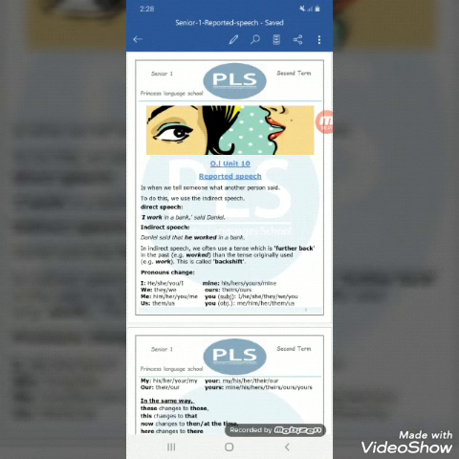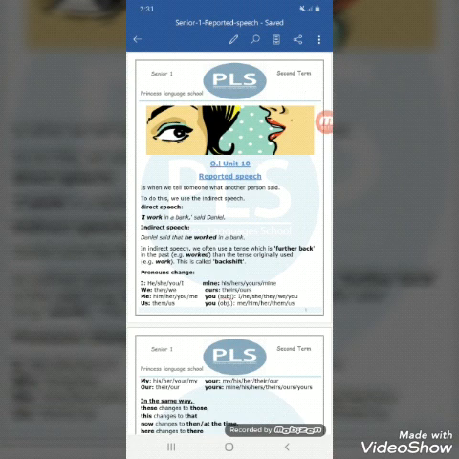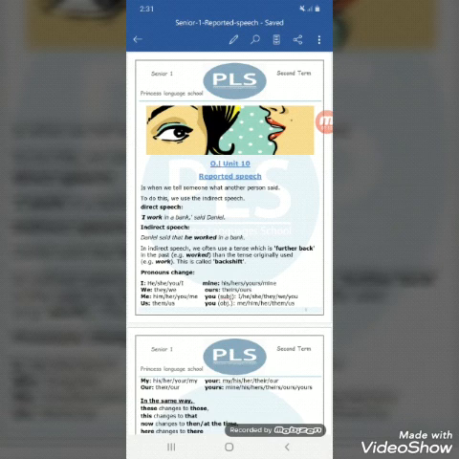Okay, so the direct speech is like this example. "I work in a bank," said Daniel. To turn it to indirect speech, I will say, Daniel said that he worked in a bank. What's the difference here? What can you notice? Okay, so the difference between both sentences is that I changed the present simple to past simple.